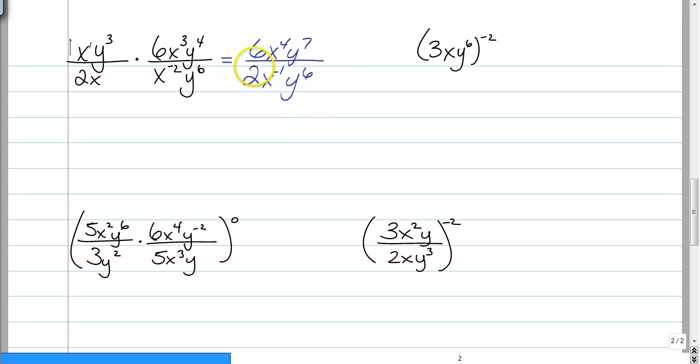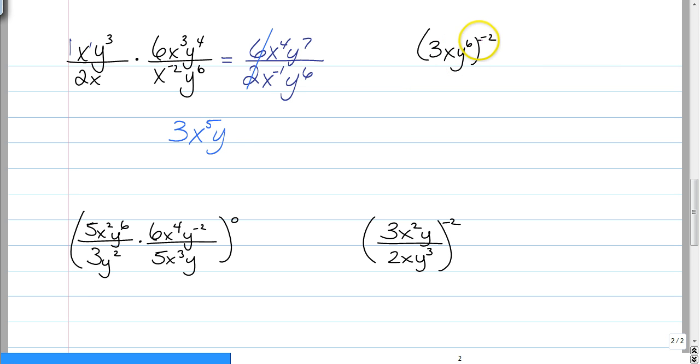So now you simplify. 6/2 is 3/1. You have 4 x's on top, 1 that wants to join the party up top, so that's x to the 5th. And you've got 7 y's on top, 6 on the bottom. They play tug of war. 7 minus 6 is 1, so you don't even need a denominator. It all goes away and simplifies to 3x to the 5th y.